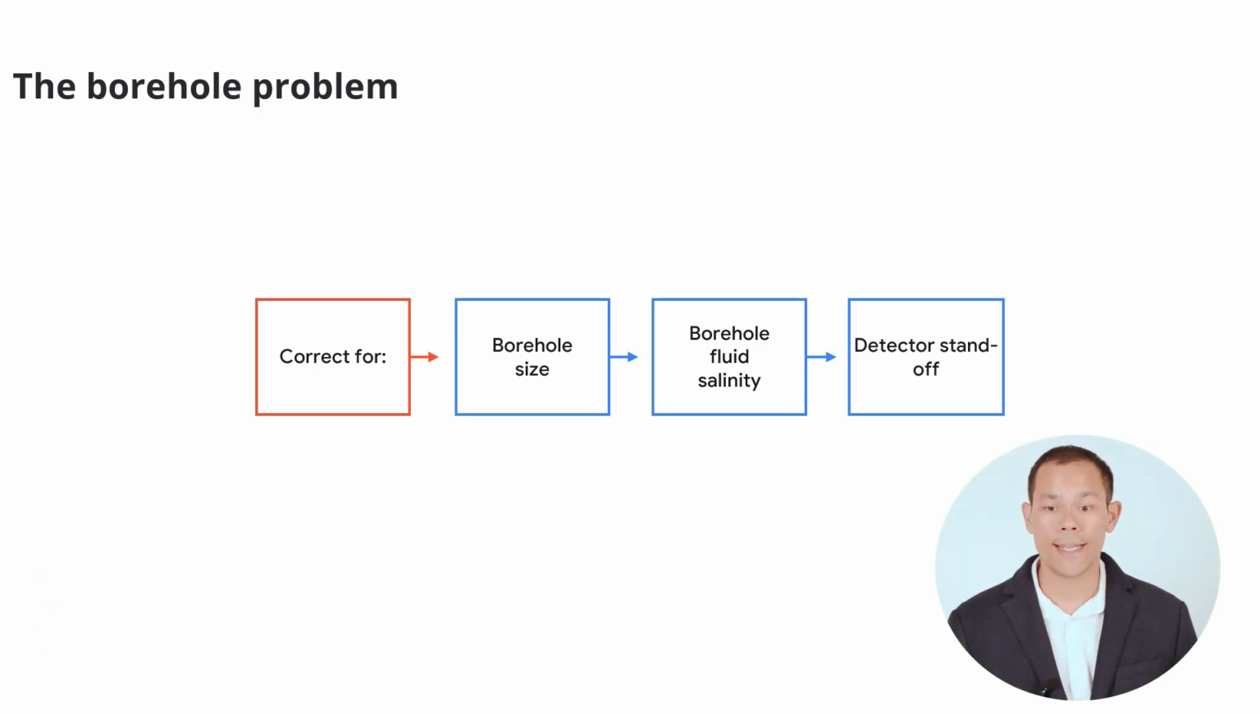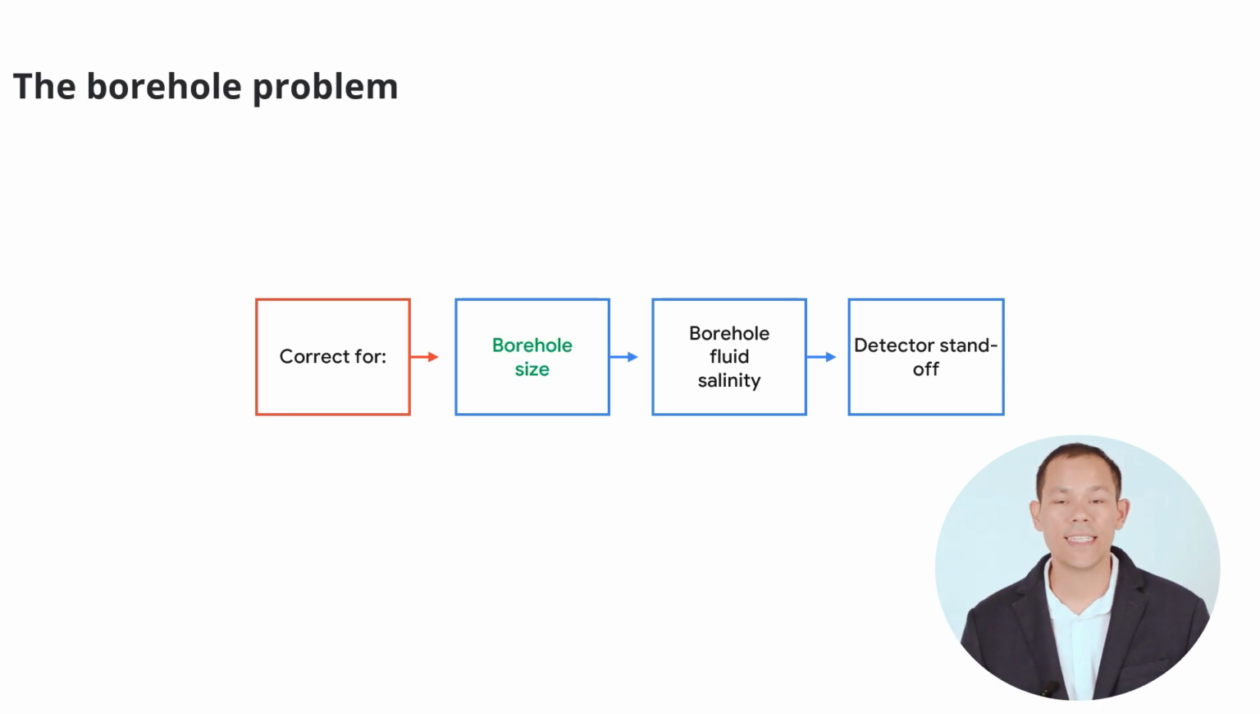We mentioned that a few corrections should be applied to neutron porosity tool measurements. Let's begin by analyzing borehole size. Borehole size also has an influence on count rates. The larger the hole size, the larger the volume of borehole fluid, and therefore hydrogen, that neutrons must pass through, resulting in lower count rates.